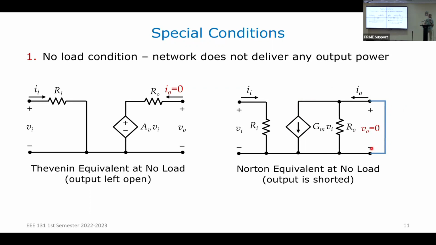I short the output. If I short the output, V sub O is equal to 0, right? All this current is flowing through my short, but because the voltage is equal to 0, there is no power being dissipated because power is voltage times current. So if your voltage is 0, syempre your power will be 0. Okay, so again, depending on what equivalent circuit you're using, in Thevenin equivalent, leave the output open. Kung Norton equivalent, short the output.